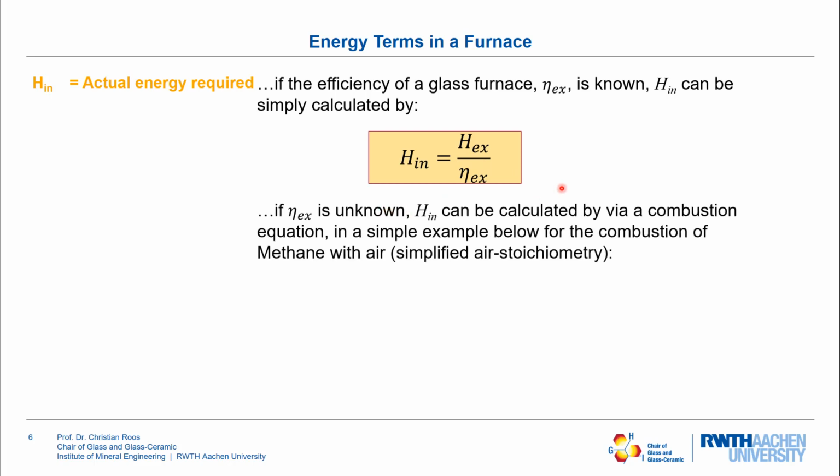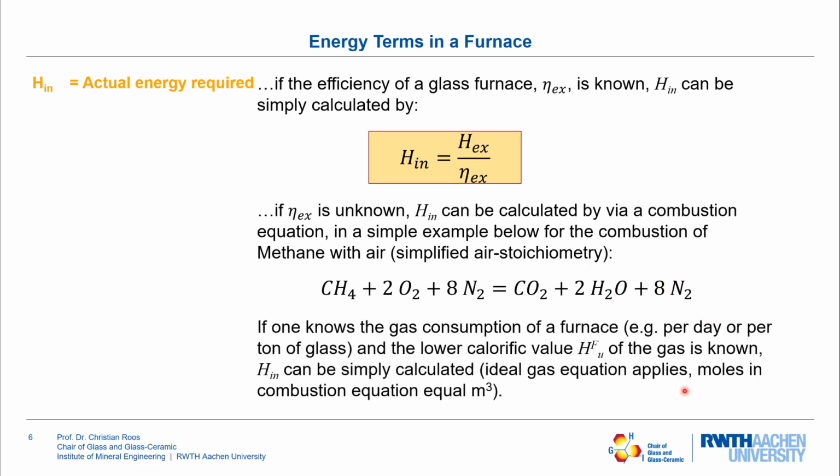If the efficiency of the furnace is unknown, the actual energy required can be calculated via a combustion equation. In the simple example below, it is the combustion of methane with air. This yields CO2, water, and nitrogen. And if one knows the gas consumption of a furnace per day or per ton of glass, and the lower calorific value of the gas is known, Hin can be simply calculated.